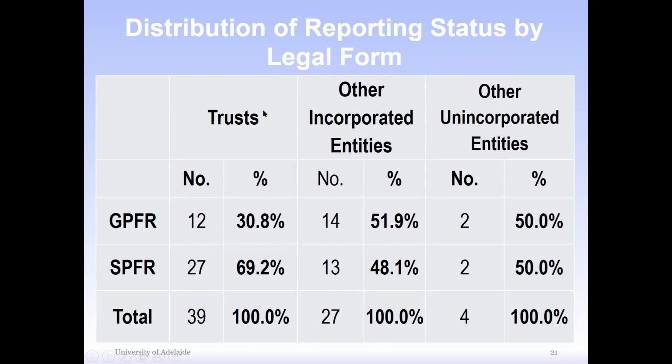The other legal forms are not high numbers, as you can see. There are only 39 trusts in the sample, 27 other incorporated entities, and 4 other incorporated entities. The only comment I would make here is that for trusts, the majority were special purpose financial reports, and that may be an appropriate outcome for trusts, especially if they're testamentary trusts, where there's a corpus, the income from which is distributed each year for a charitable purpose. We're not talking about donations and membership, that sort of thing.